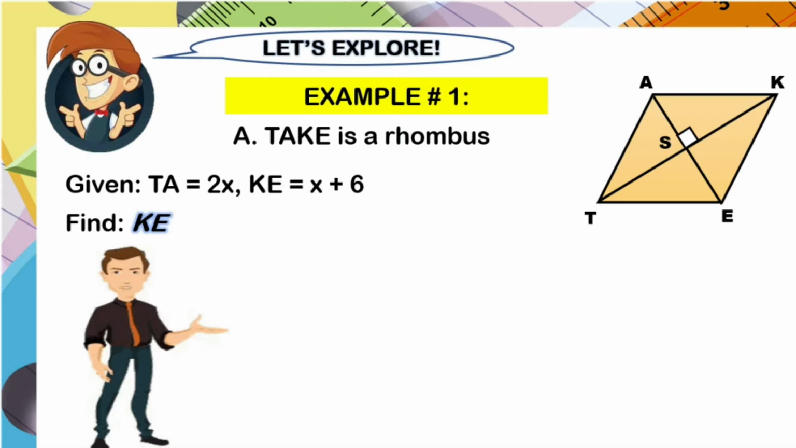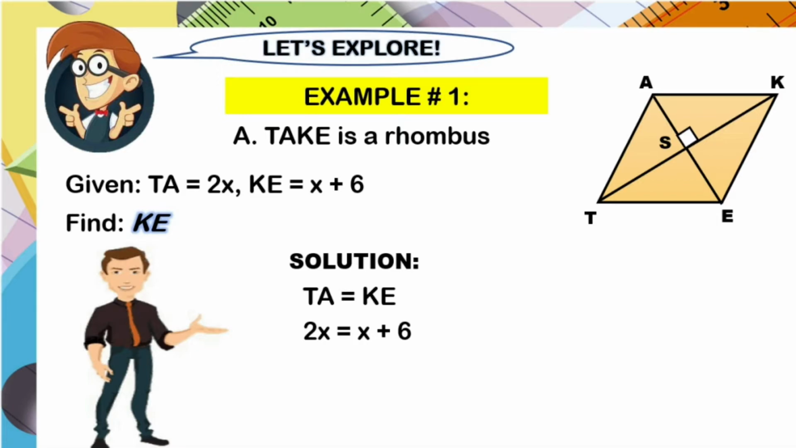What properties of rhombus can we use to solve the given problem? All sides of a rhombus are congruent. Based on the given statement, we can say that TA is equal to KE. Let us substitute the values of sides TA and KE to the equation TA equals KE. Substituting the values, we have 2x equals x plus 6.